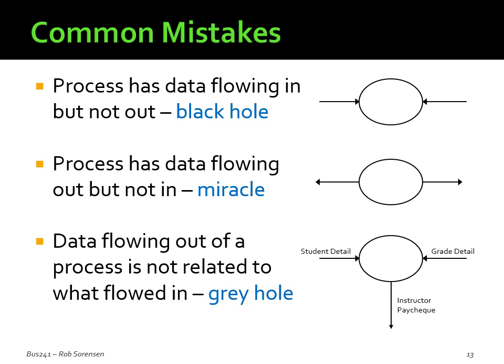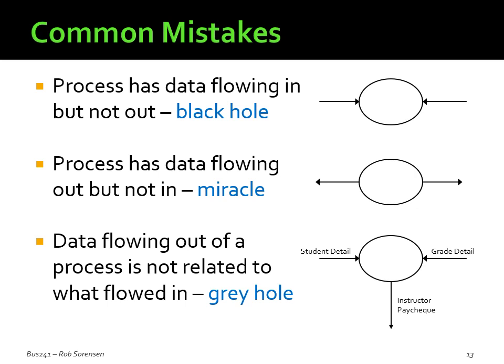And there's another one that, if we look at the picture quickly, looks reasonable. There's data coming in and out. But if we look more closely at that picture I've got, student details and grade details go in, and the instructor paycheck comes out. Those things are unrelated, aren't they? At least at Camosun, my paycheck doesn't change if you do well or if you don't do well. Totally unrelated. And we call that a gray hole. The data coming out isn't related to what went in. All right. So it wouldn't make sense. That's a few common errors.